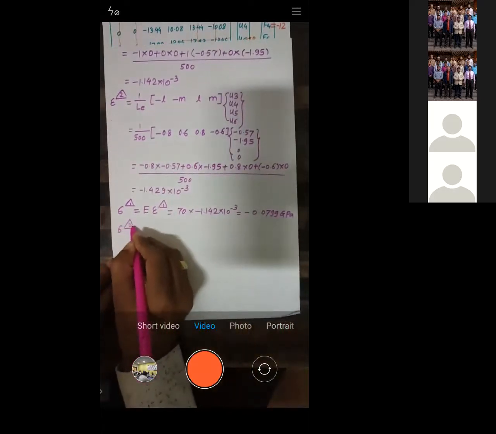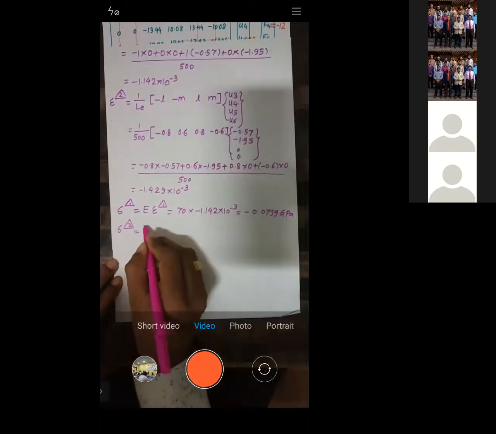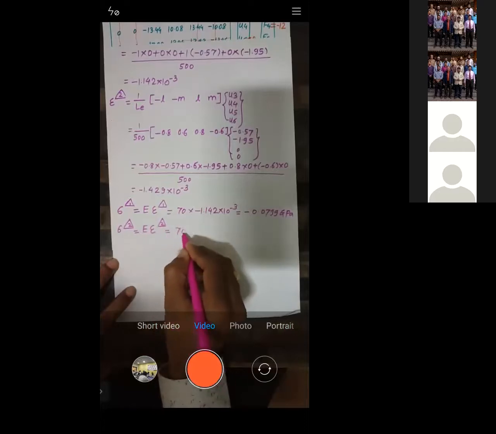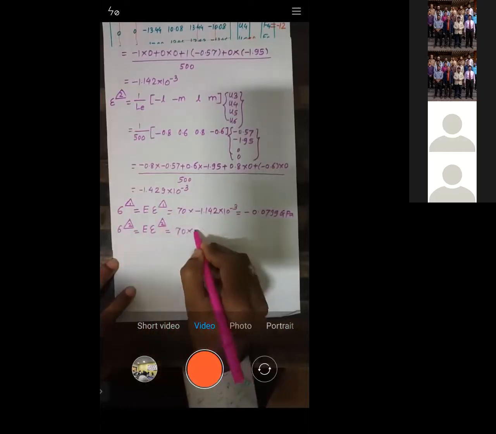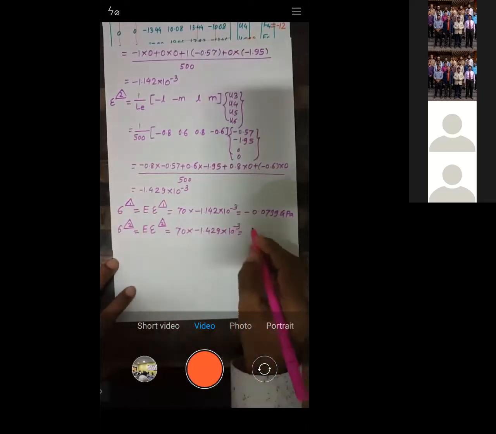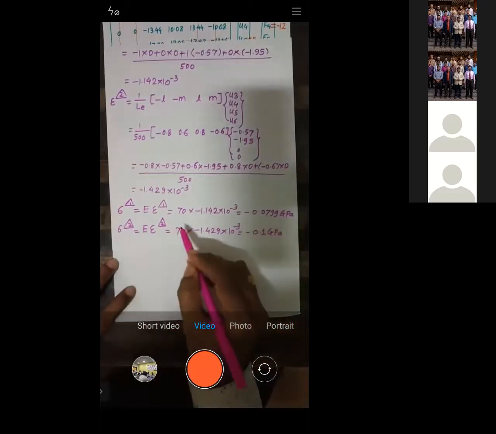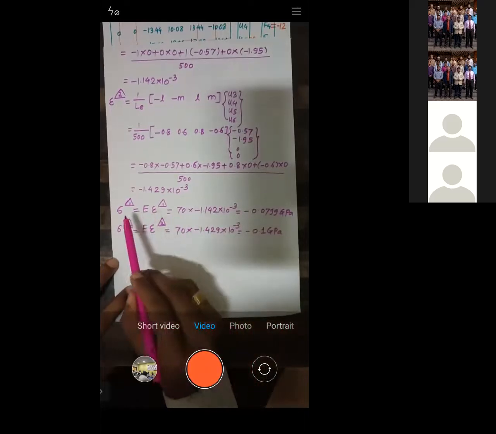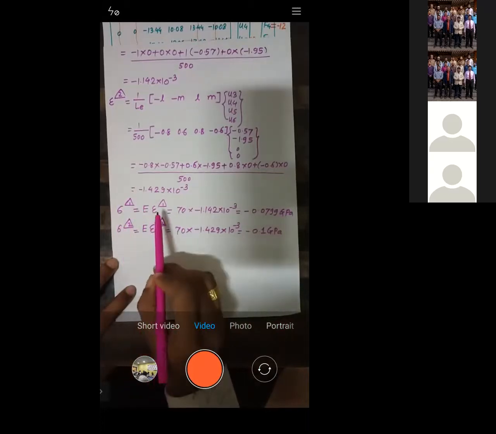Let us calculate now the stress induced in element number 2. Again, same, E into strain induced in element number 2. E is same, 70, multiplied by minus 1.429 into 10 raised to power minus 3. When you do that, it will come as minus 0.1 gigapascal. Because I have taken E in gigapascal and strain will not have any unit, the unit of stress depends upon the unit of E. If you take E in gigapascal, obviously stress will be in gigapascal.